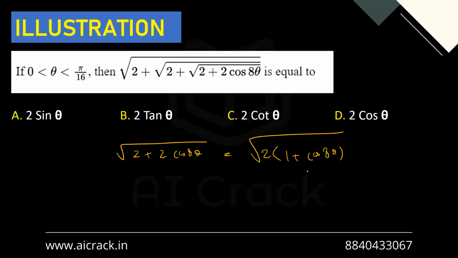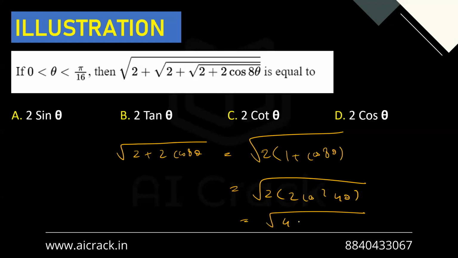So similarly, we have 1 plus cos 8 theta. So we'll be getting 2 times 2 cos square 4 theta, right? And this becomes under root 4 cos square 4 theta. So we can take out 2 as common outside the root, and basically it becomes cos square 4 theta.